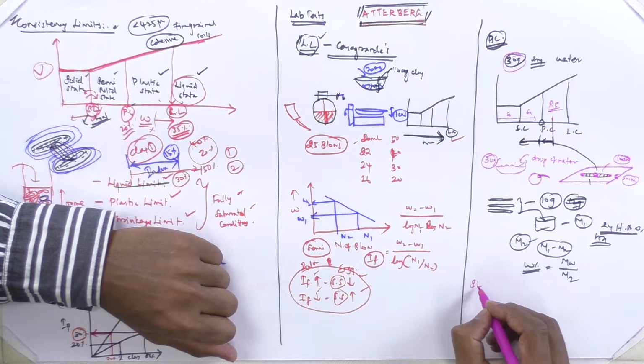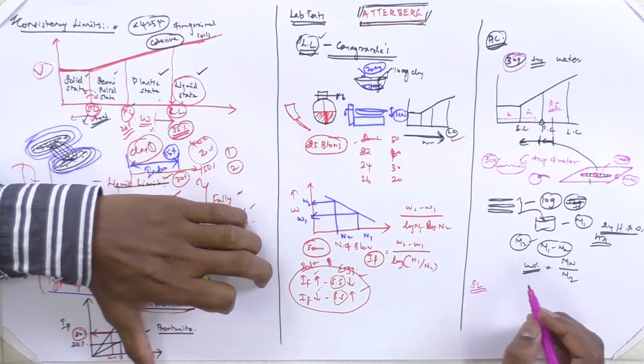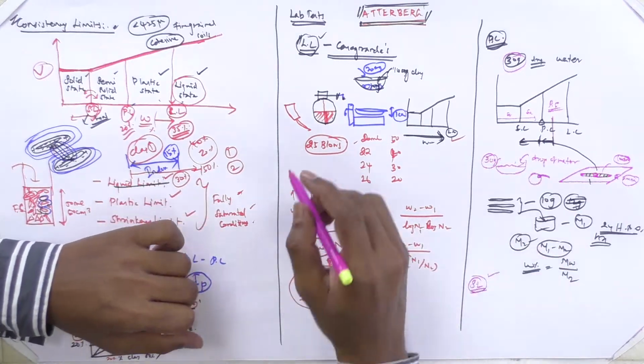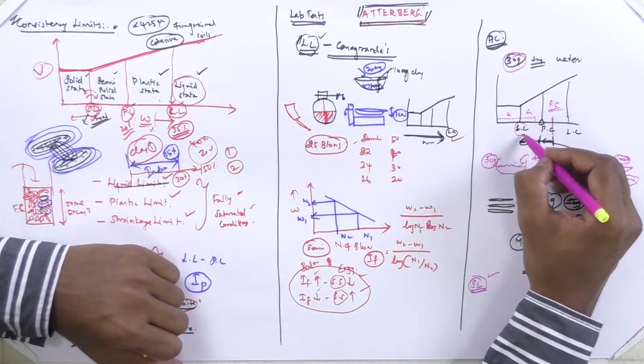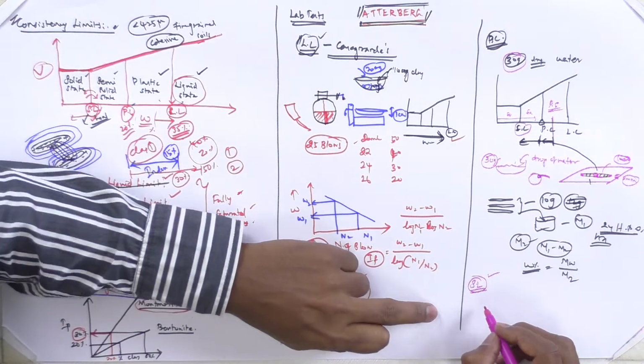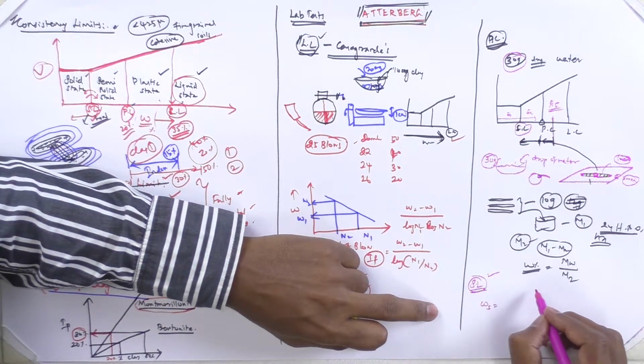So how to find the shrinkage limit? How to find this shrinkage limit? It is a little bit of a tedious test. So I can give you an example like this.